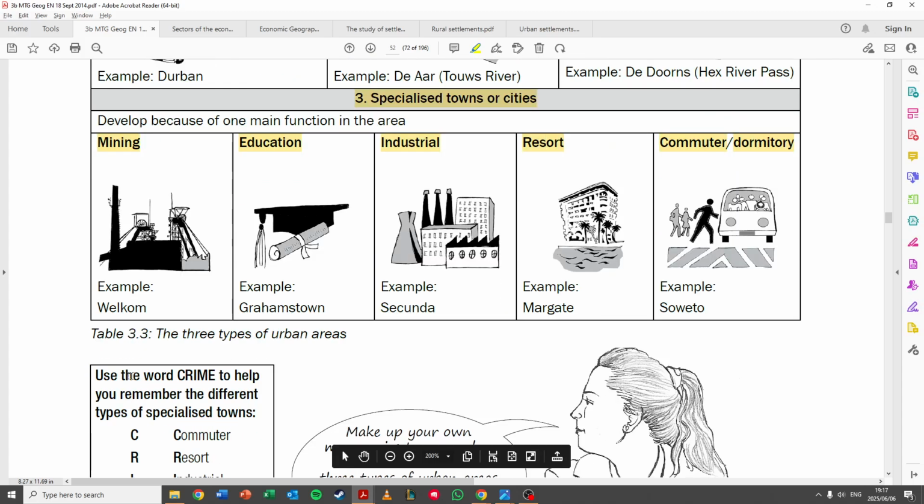Okay. Then the last type of urban settlements is specialized cities or towns. Now, most of these develop because of one main function in the area. So, first one we have mining, for example, Welkom. Then we have education, for example, Grahamstown or some places like Stellenbosch. We have industrial, so Secunda, resort, such as Margate, and commuter or dormitory, such as Soweto.